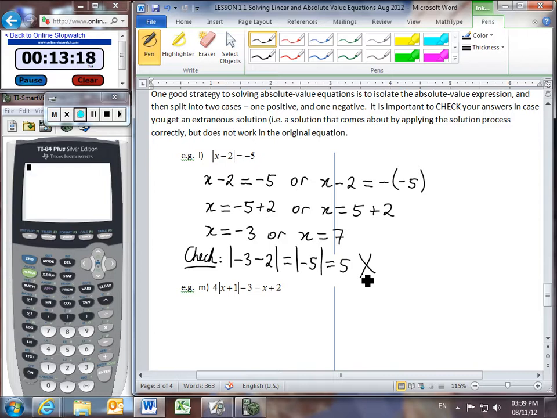Let's substitute in our other solution of 7. 7 minus 2 is equal to, so now I've got the absolute value of 5. That again equals positive 5, not negative 5. So both of the solutions that we found are extraneous. Although I went through the correct algorithmic process, I ended up getting answers that do not work in the original equation.